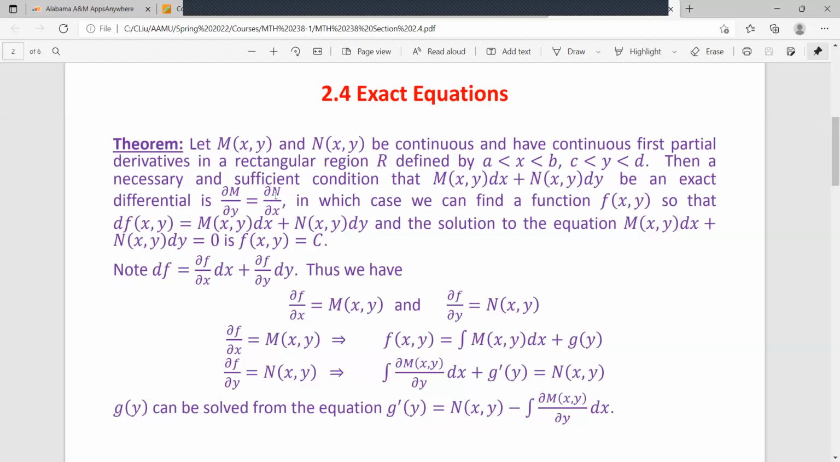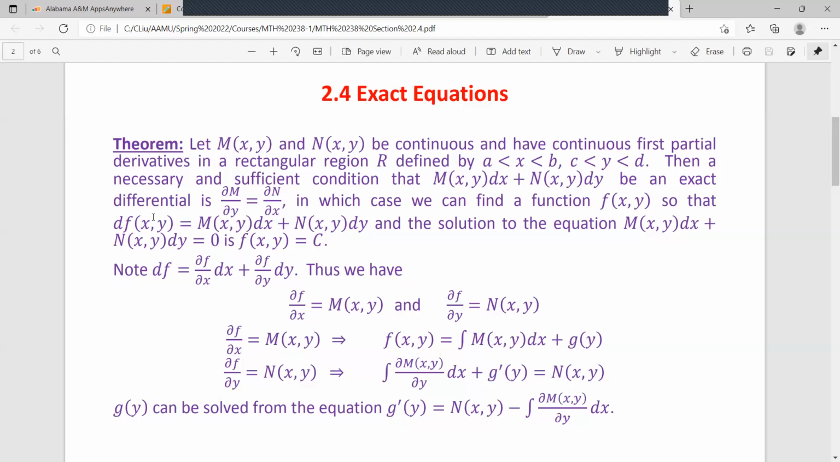Okay. Yeah, you just take the partial derivative of M with respect to y, and take the partial derivative of N with respect to x, and see if they are equal or not. All right. And if they are equal, then you can easily solve this differential equation to get a solution f of x, y equal to c. But this just tells you whether the differential equation is exact or not. It still does not tell you what this f is.